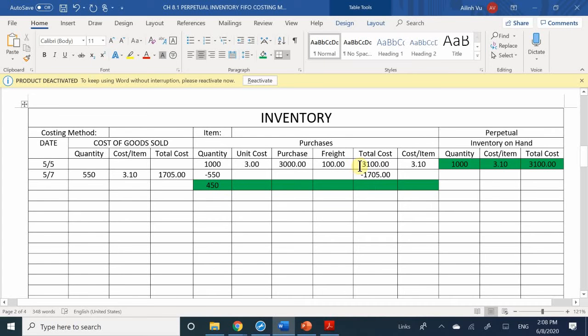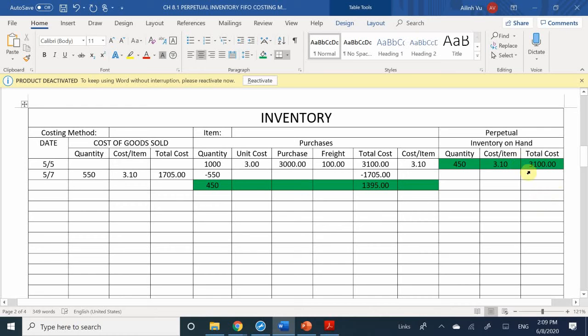You originally have the total amount of goods available, which is 3,100. If you sold 1,705, how much remaining are you going to have? 1,395. And that is correct, $1,395. And this is why I calculate it here, because if I'm using regular Word instead of an Excel sheet, I can transfer all that information right in here right away.